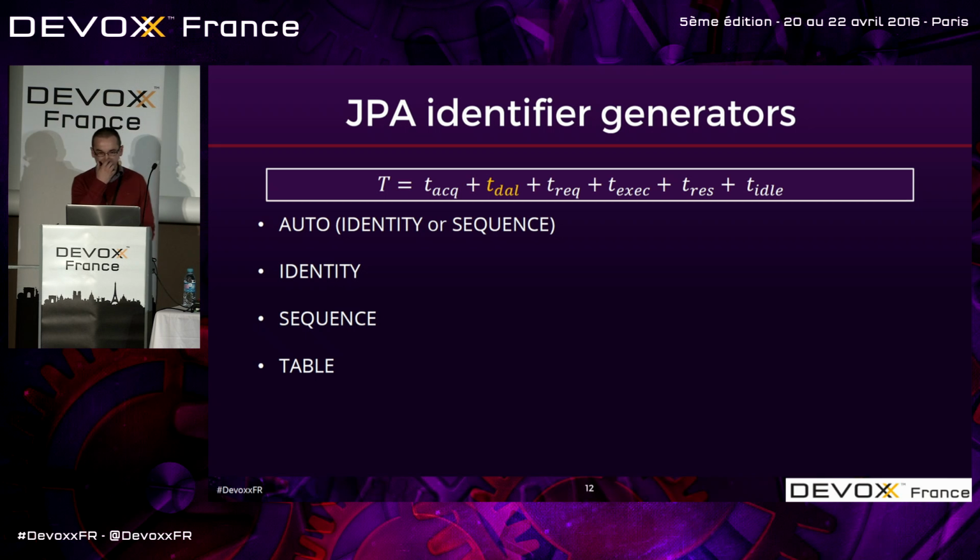Okay, the next thing I'm going to talk about is identifier generators. And as you can see in JPA, it's pretty straightforward. You only have auto, identity, sequence, and table. Unfortunately, JPA only tells you what, it doesn't tell you how you're going to implement it. And in high performance, implementation details matter a lot.